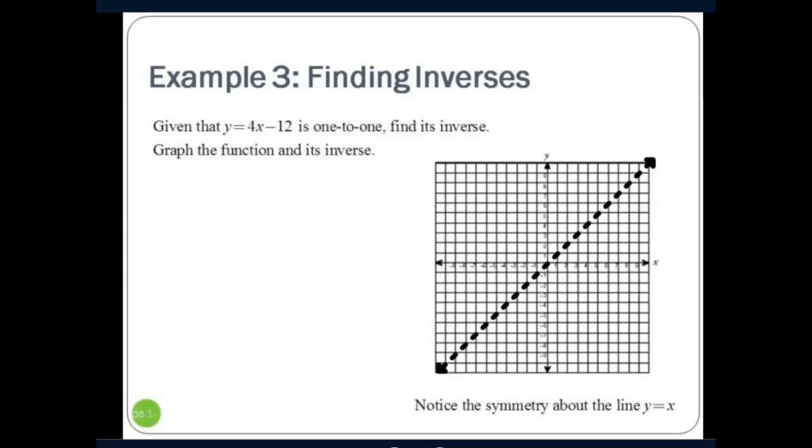So let's start with something fairly simple. y equals 4x minus 12. This is linear. Linear functions are one-to-one. 4x minus 12, if you graph it, starts at -12, goes up 4, and over 1. So that means we have a point here at 1, -8. You would have another point at 2, -4, and at 3, 0.